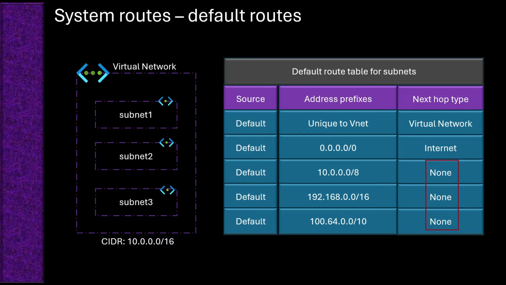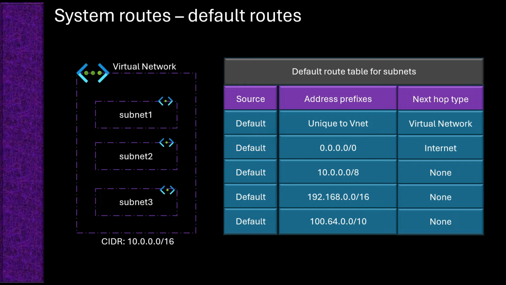But if you assign any of these ranges as part of your virtual network address space, Azure updates the route to virtual network, and this allows the traffic within your virtual network. In a special case, if you define an address range in your virtual network that overlaps with a reserved range but isn't an exact match, Azure removes the default none route for that range and replaces it with a custom virtual network route to handle traffic within that range specifically.